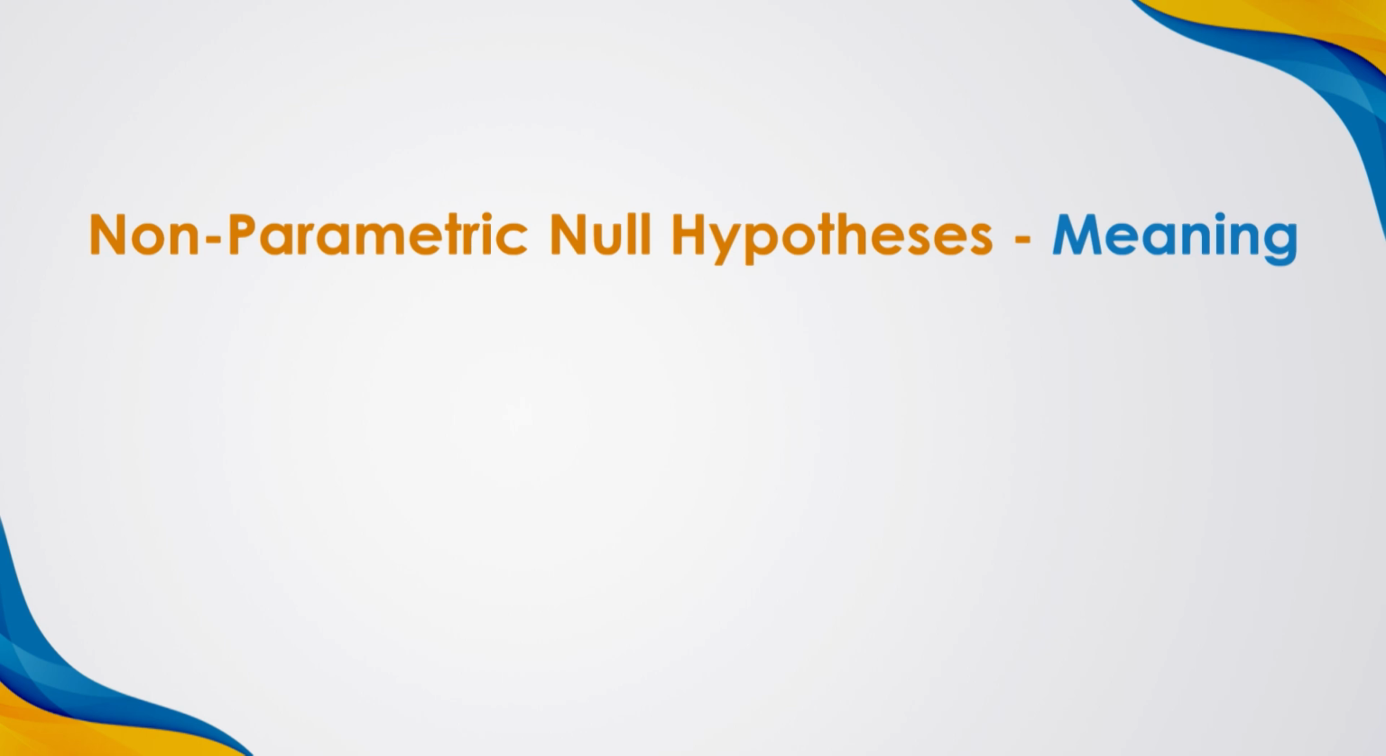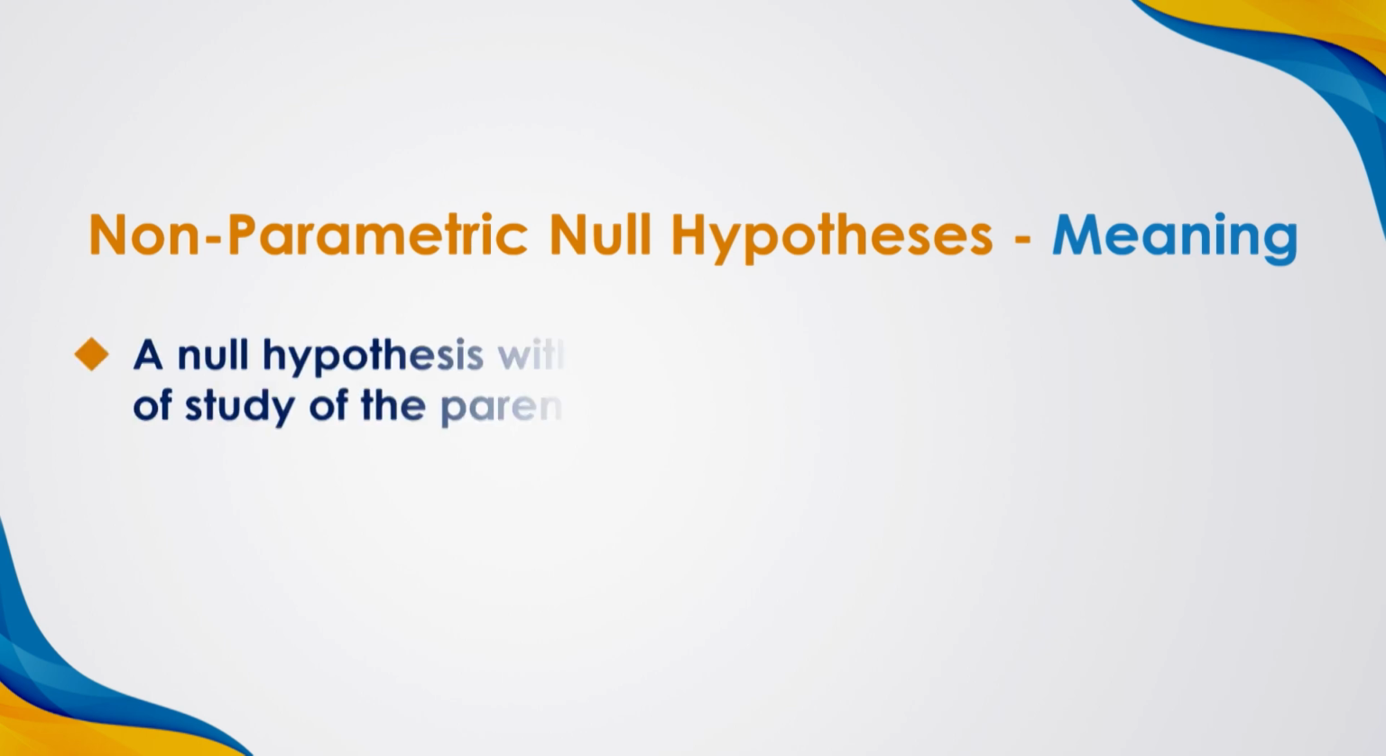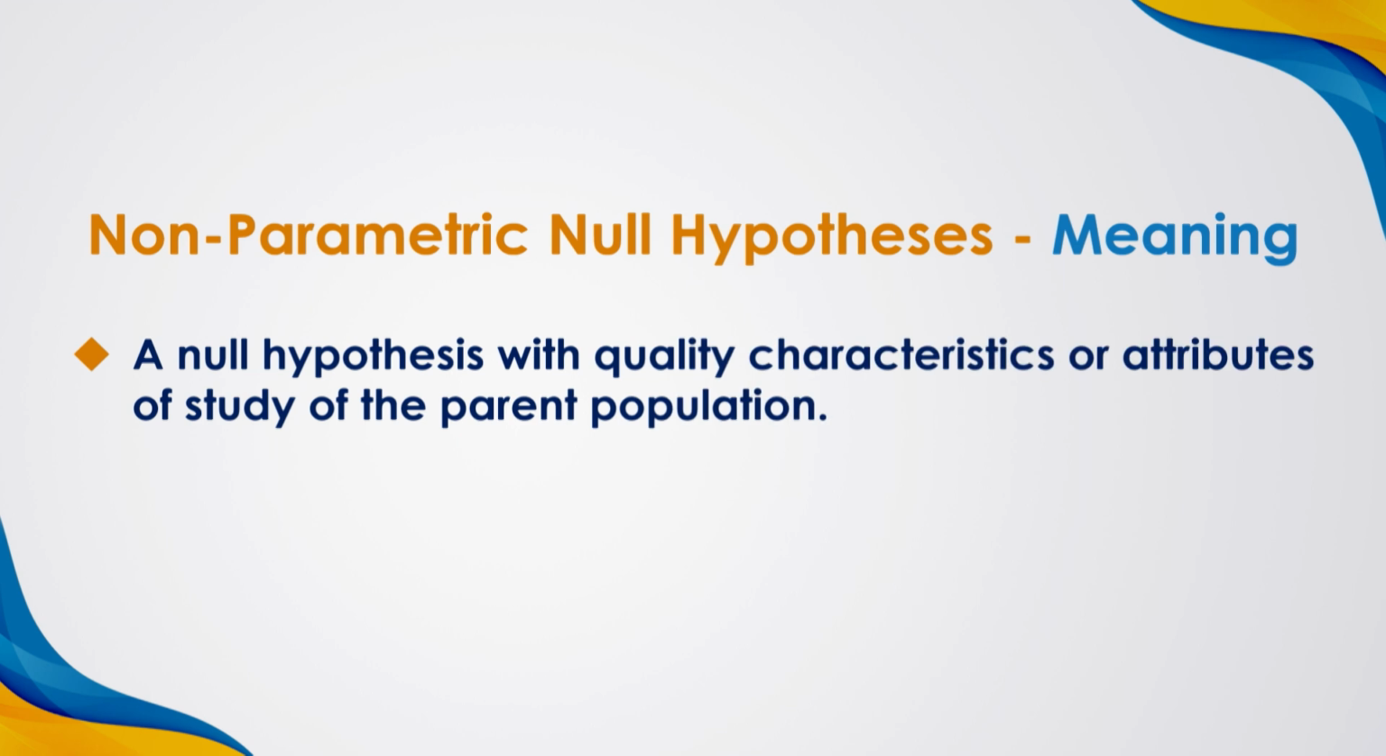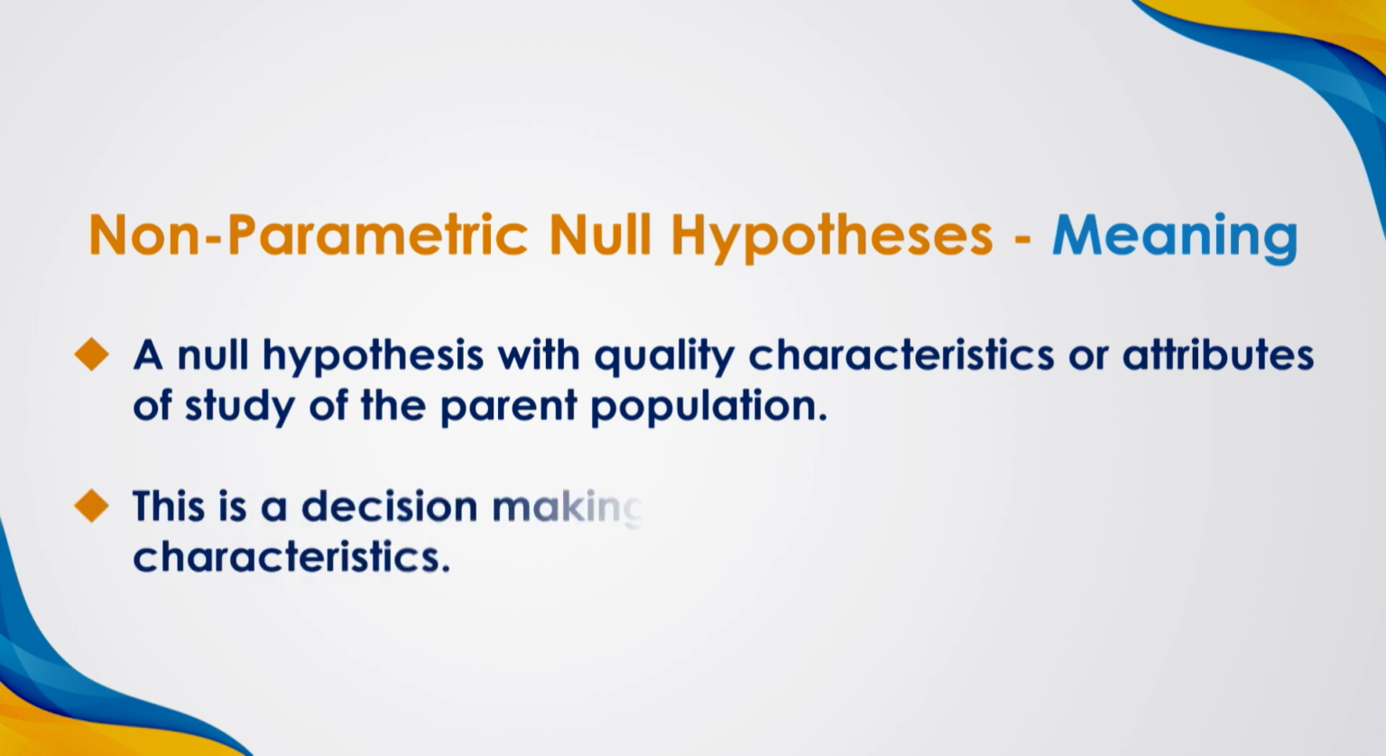A non-parametric null hypothesis is a combination of null and non-parametric, where you need not have the measures. Only quality characteristics or attributes are considered for framing the hypothesis. Of course, if you maintain neutrality, then it is called a null hypothesis. So, a neutral hypothesis with characteristics, you call a non-parametric hypothesis.